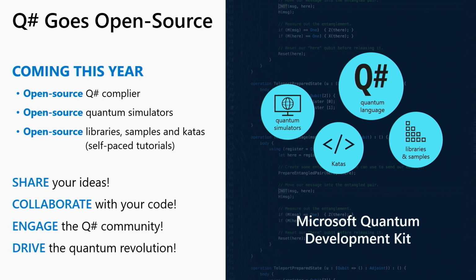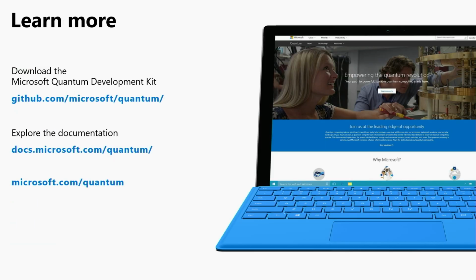Libraries, samples, and so-called katas are already open sourced. Katas is a very cool concept. They're self-paced tutorials going from very simple things to medium complexity things, and they allow you to get started with Q# really fast. So it's really a community thing. Share your ideas, collaborate, engage, and drive our further quantum revolution. Okay, and if you want to learn more, please explore our presence on GitHub, on the docs pages, and we have this main quantum page.